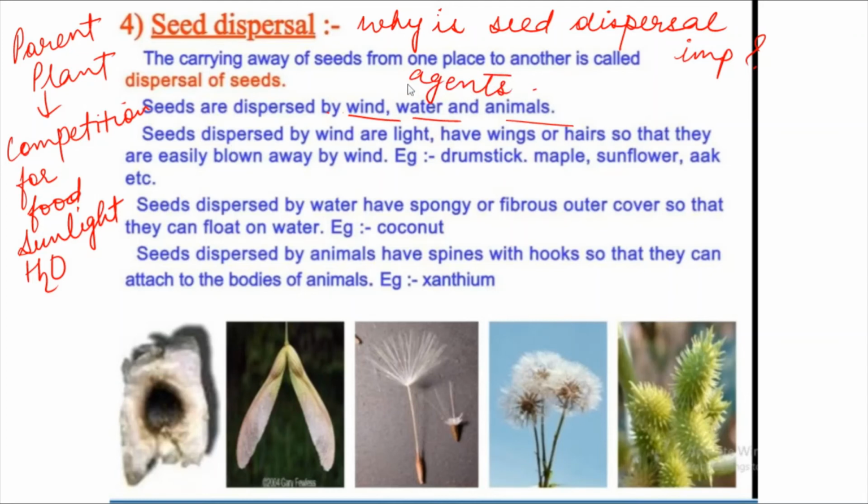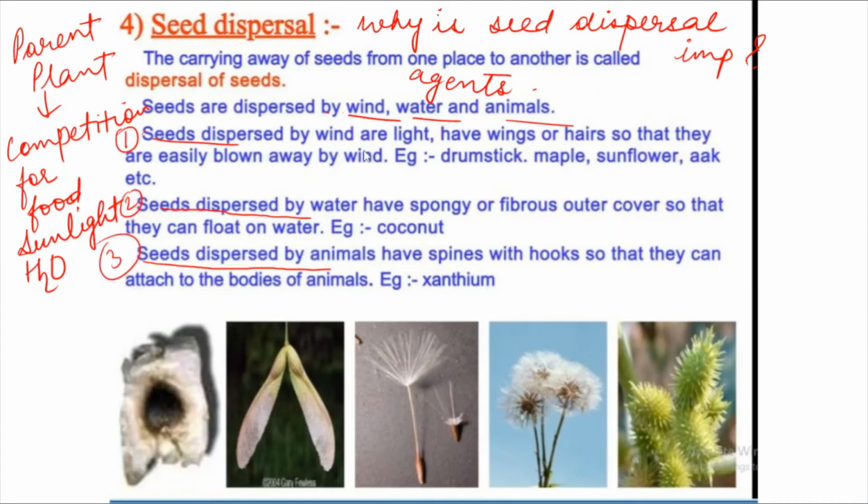So when there is dispersal by wind, we simply call it seed dispersal by wind. Similarly, we have seed dispersal by water and the third one, seed dispersal by animals. Let us deal with all these one by one.